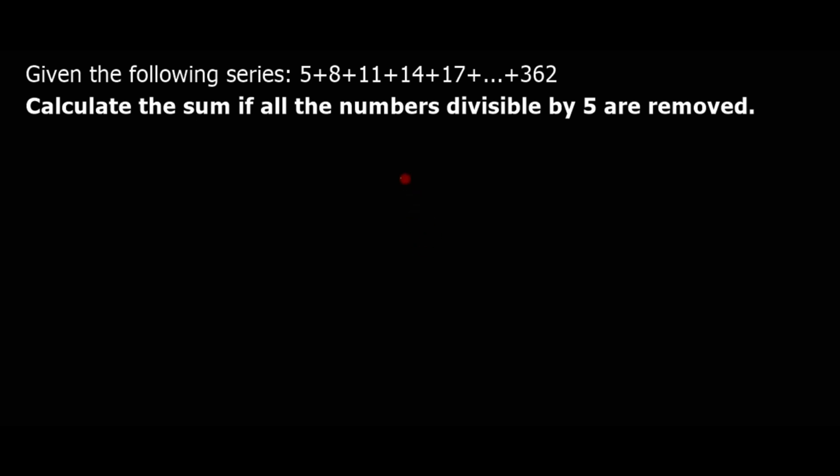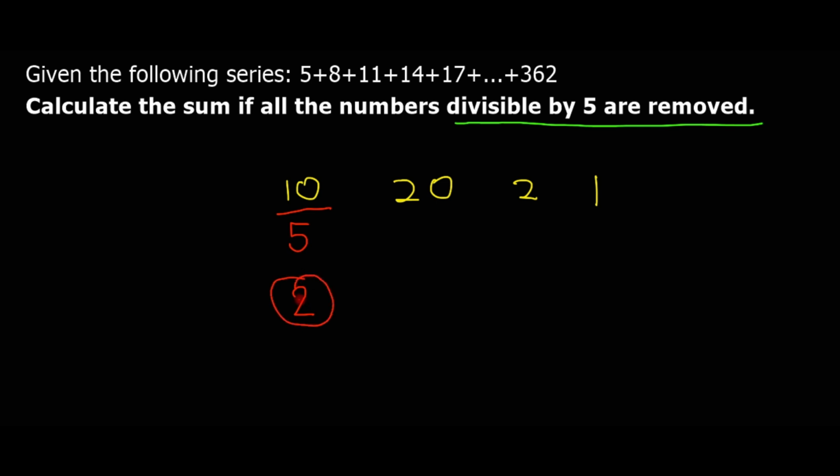It says calculate the sum if all the numbers divisible by 5 are removed. So let's understand this. If they say a number is divisible by 5, it means if you divide that number by 5, it will give you a whole number and not decimals. Let's say for example, 10 and then 20 and then 2 and then 1. If you say 10 divided by 5, it will give you 2, and 2 is a whole number. So this means 10 is divisible by 5. And then if you say 20 divided by 5, it will give you 4. So this means 20 is divisible by 5.